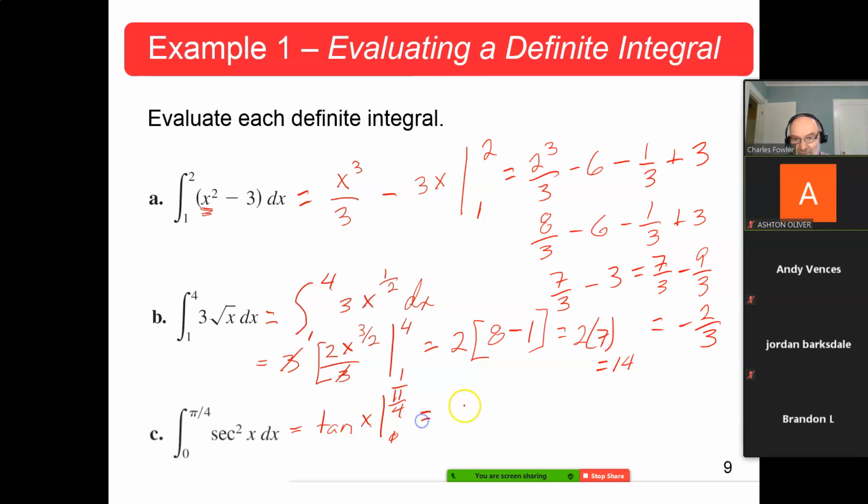So this is going to be the tangent, and you just plug in this as the x, tangent of pi fourths minus the tangent of 0. Anyone remember what the tangent of pi fourths is?